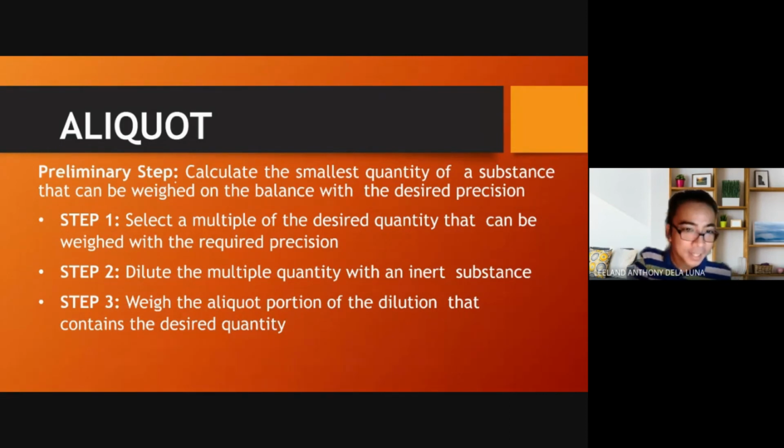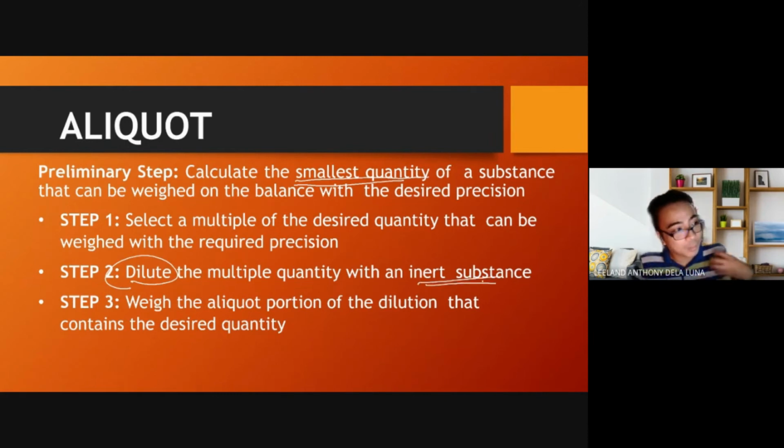Pero in this case, class, let's assume that we'll be using a weighing scale. Okay? Gagamit tayo ng weighing scale. So, unang gagawin natin, class, calculate the smallest quantity. Hanggang saan lang ang kayang i-measure ng weighing scale natin. Okay? Then the next step would be to select a multiple of the desired quantity that can be weighed with the required prescription. Afterwards, dilute the multiple quantity. Ito yung tinawag natin, dilute. Okay, with an inert substance.